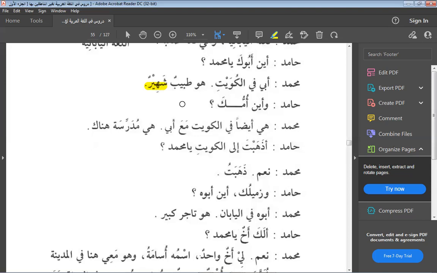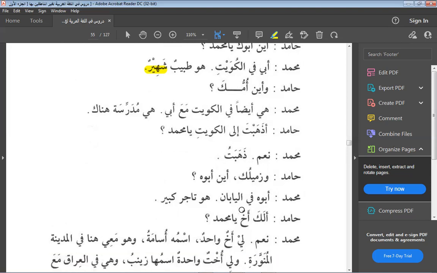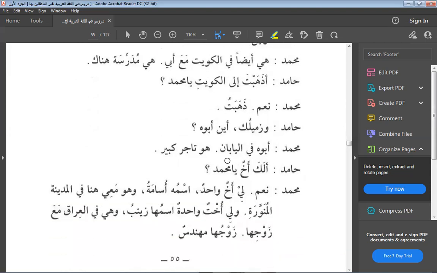Adhahabta ila al-Kuwait ya Muhammad. Muhammad, have you gone to Kuwait? Na'am, zahabtu. Wa zamiluka aina abuhu. And your colleague, where is his father? Abuhu fil Yaban. His father is in Japan. Huwa tajirun kabirun. He's a big trader, or a big businessman.